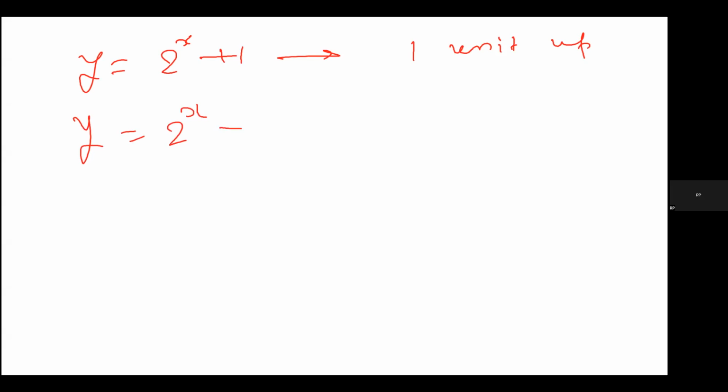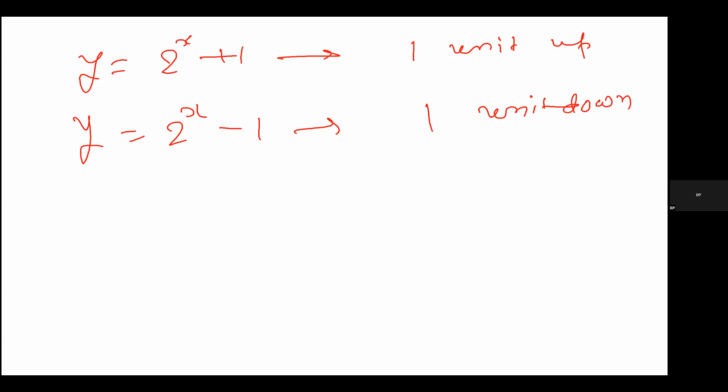Okay, so the transformation of your parent function, the exponential function. There are four types of transformation. When you say plus 1, this graph moves 1 unit up. If you have y equal to 2 power x minus 1, it will move 1 unit down. So the graph will move 1 unit down.